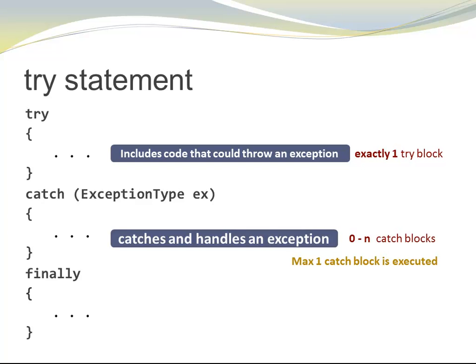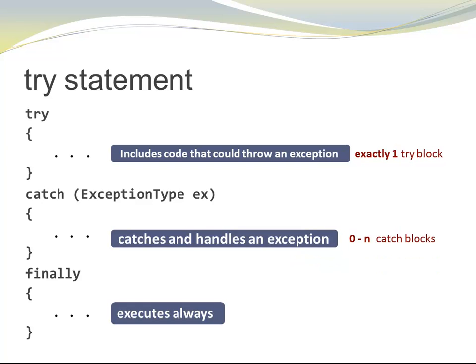The third possible component of a try statement is the finally block. What is special about the finally block is that it is always executed, regardless whether an exception had been thrown or not. There can be 0 or 1 finally blocks in a try statement.